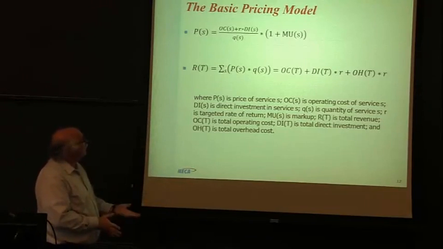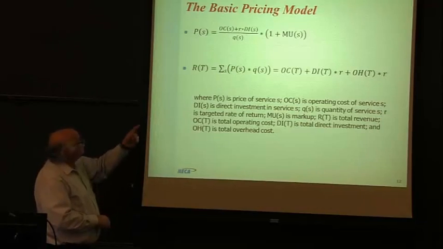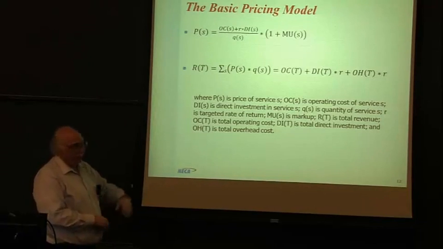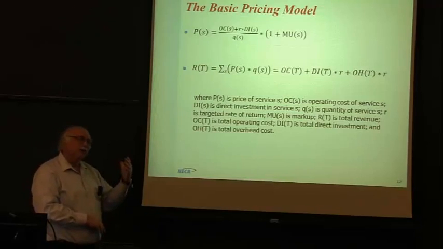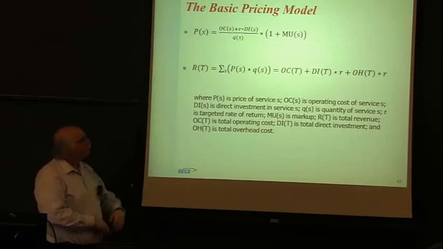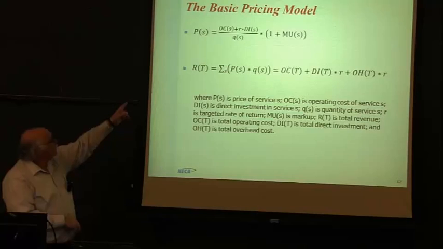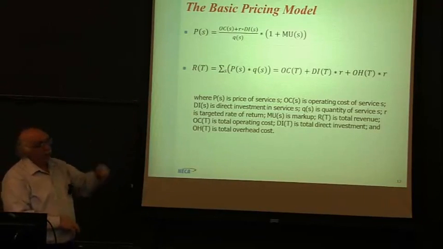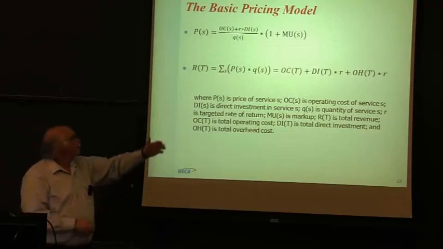The top equation just says the price of a service must equal its operating costs plus, now that's direct investment in the service, the particular equipment associated. You multiply it by R, which is a targeted rate of return, which turns it into a rental price. And you divide it by the amount of units that you're selling. So basically, you have operating costs plus rental costs associated with the service divided by the units, and that gives you a unit direct cost for this service.